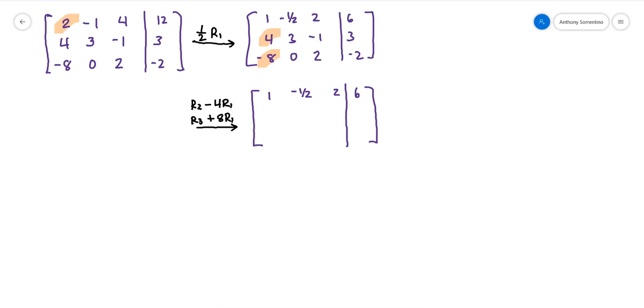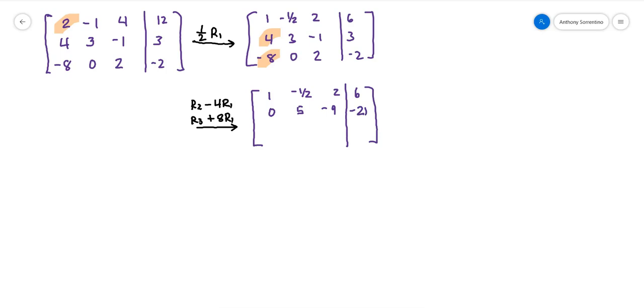If I do 4 minus 4 times 1, I get 0. That's what I wanted. 3 minus 4 times negative 2 gives me a 5, because that ends up becoming 3 minus negative 2, which is 3 plus 2. Negative 1 minus 4 times 2, well, negative 1 minus 8 is negative 9. 3 minus 4 times 6, well, 4 times 6 is 24. 3 minus 24 is a negative 21.